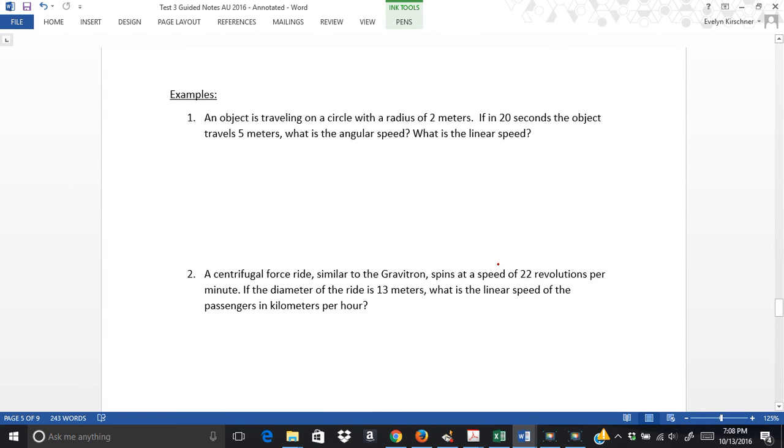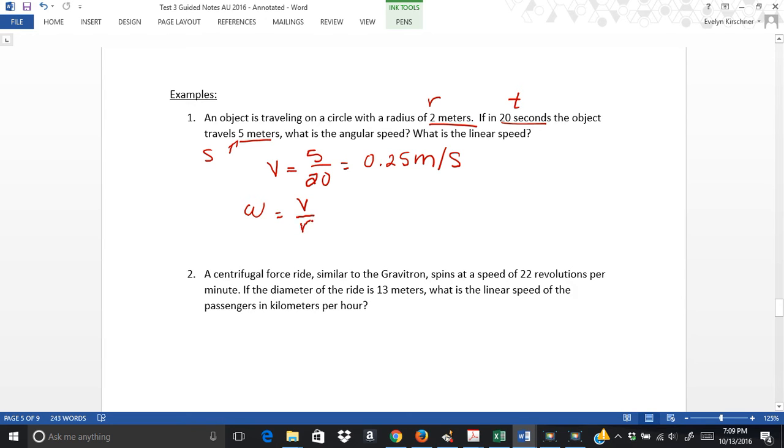The first one is I have an object traveling on a circle. It has a radius of 2 meters, and in 20 seconds, it travels 5 meters. So that's my s, that's my t, and that's my r. And I want to know the angular and the linear speed. So I can find the linear speed: v is just s over t, which is 0.25 meters per second.